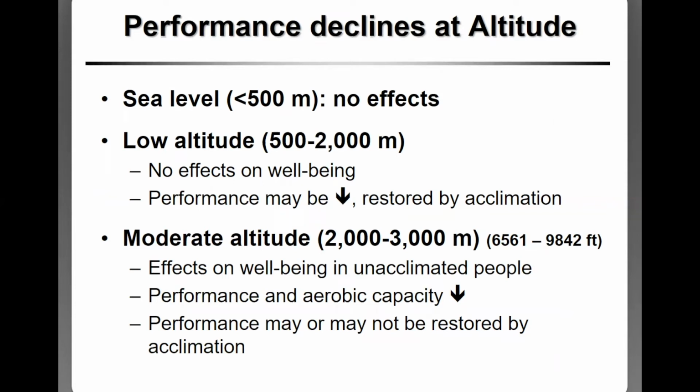Low altitude is defined as 500 to 2,000 meters, and there's no effects on well-being, but performance may be reduced. Oftentimes, if performance is reduced, it can be restored by acclimation or acclimatization to altitude. Moderate altitude is defined as 2,000 to 3,000 meters. And at moderate altitude, effects on the well-being in unacclimated people exist. Not everyone, but it is common. And the performance and aerobic capacity is reduced.